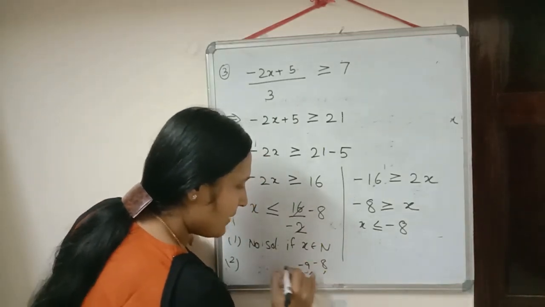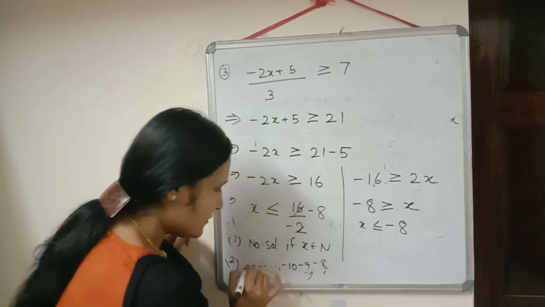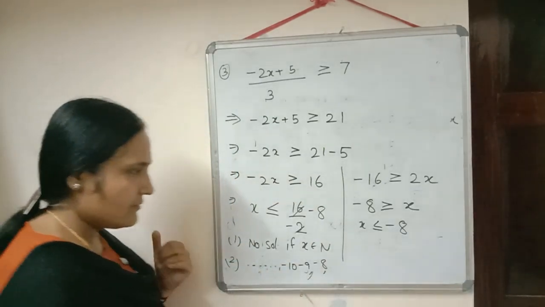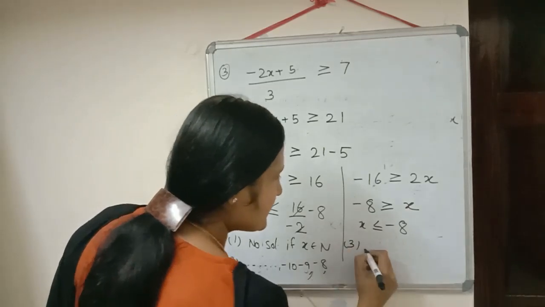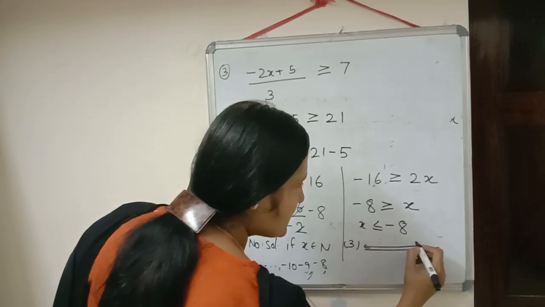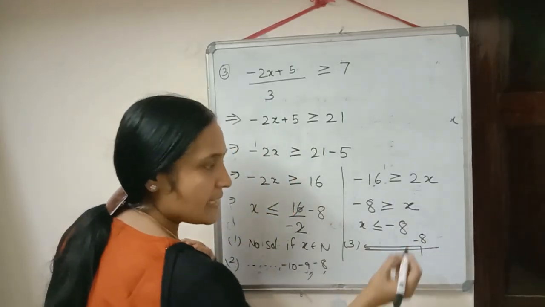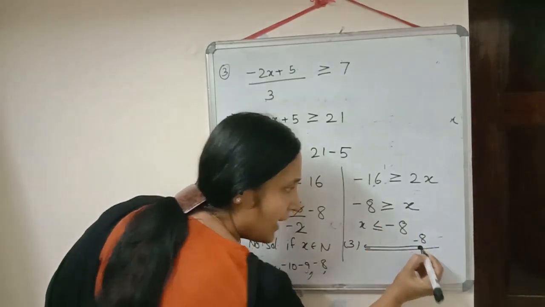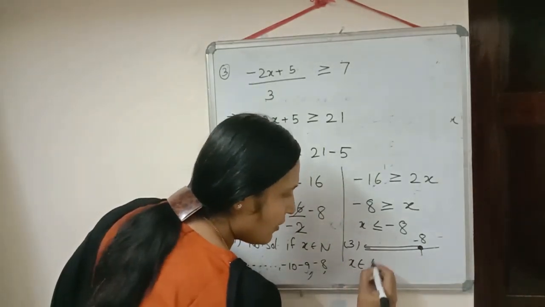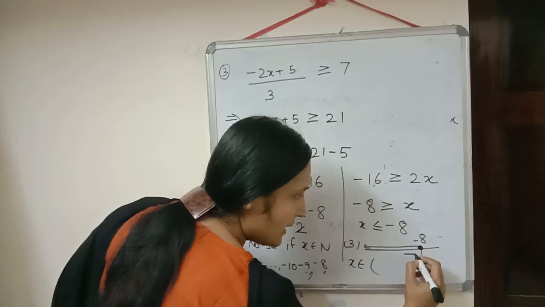Minus 8, minus 9, minus 10, in this way, etc. We are moving to the negative side. Now third case, when x is a real number. So x will take all the values which are less than minus 8, including minus 8 also. Correct? So how it will come? X belongs to, yes, we are including minus 8.